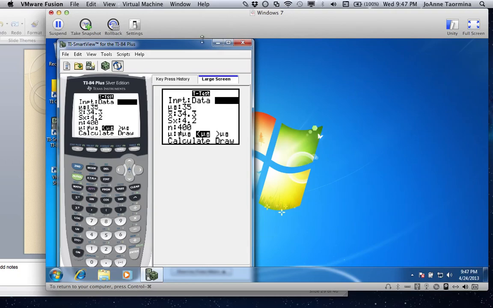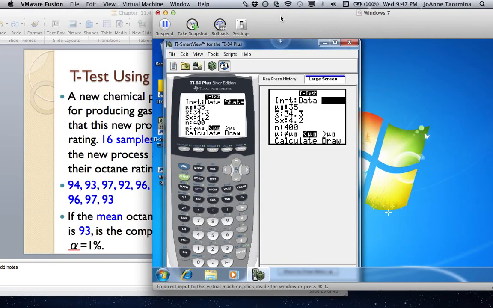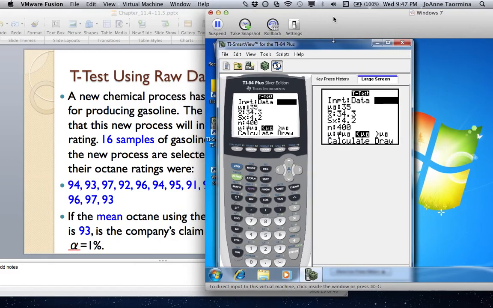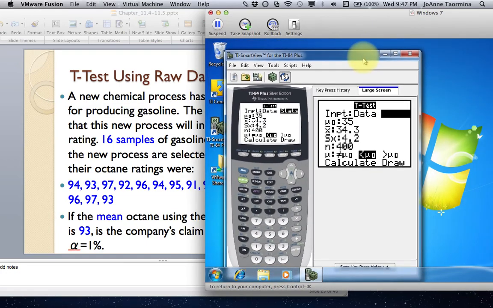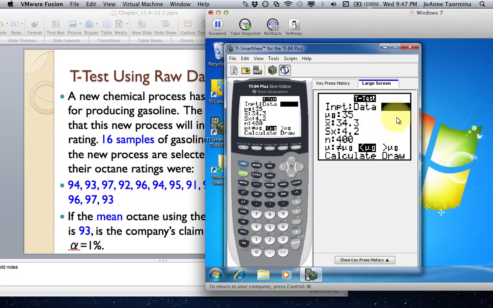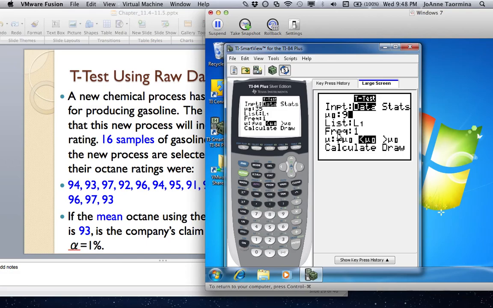And in t-test, you have an option at the top to choose data or stats. We've been using stats up to this point because we were given sigma and we were given S. But when you don't have sigma, you were given X bar. We were given X bar and we were given S. When you don't have either of those, when you have raw data, go over to the data entry and hit enter. And now you can enter data from the problem.